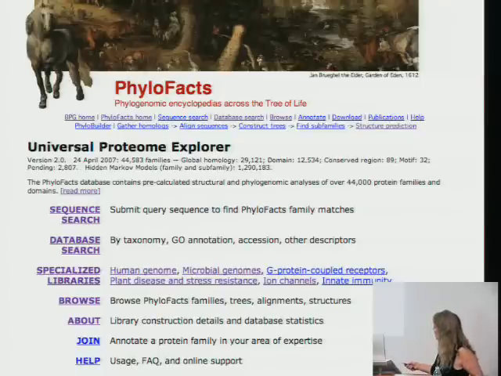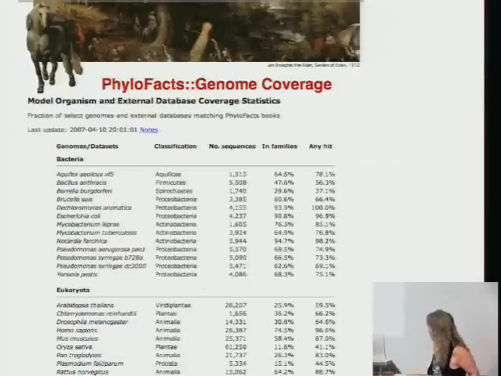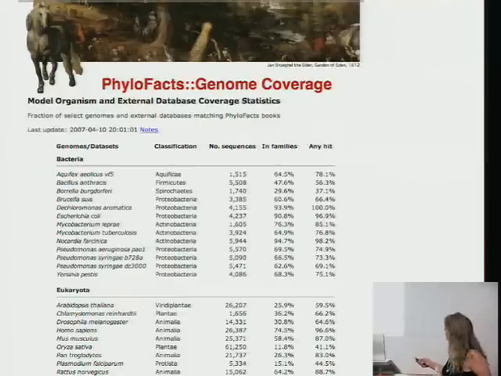And you can submit sequences for classification against this resource using this tool here, or you can just browse different libraries, human genome, microbial genomes, and so on. We've been working to increase our coverage. We have an NSF grant to cover microbial genomes. So we've been pushing our coverage of bacteria. So you can see we're pretty high on many of these different genomes. And eukaryotes funded by the NIH.